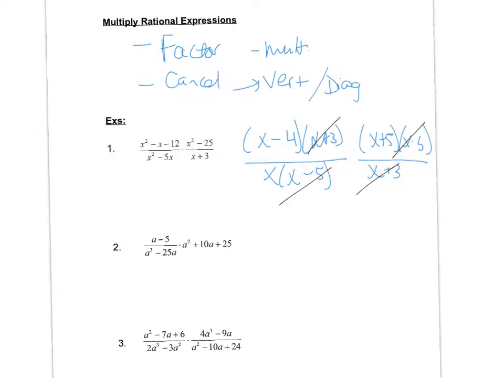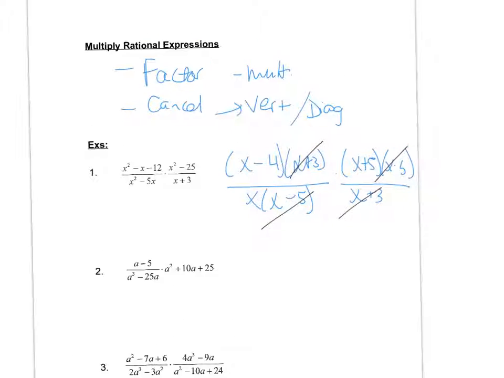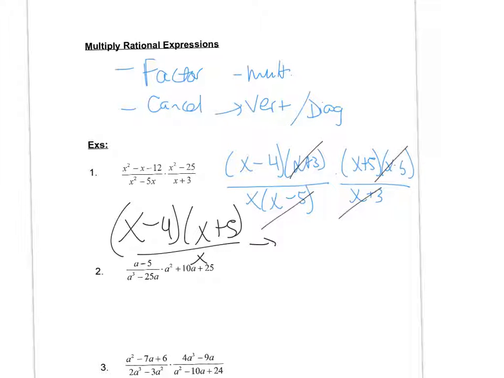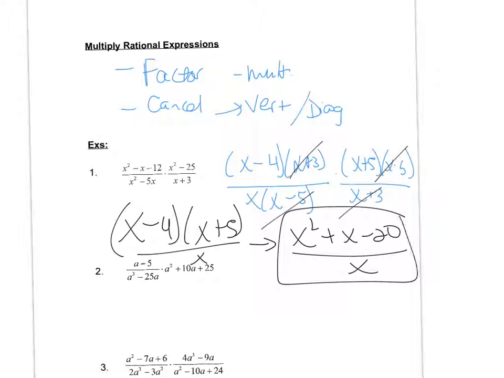So you are left with x minus 4 times x plus 5 all over x. So in this case, you should probably FOIL out. So you have x squared plus x minus 20 all over x, and that's your answer.